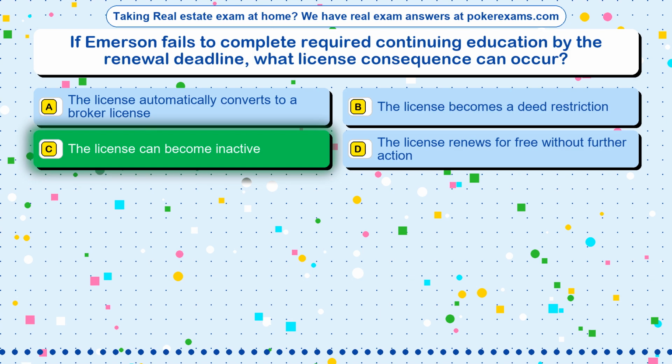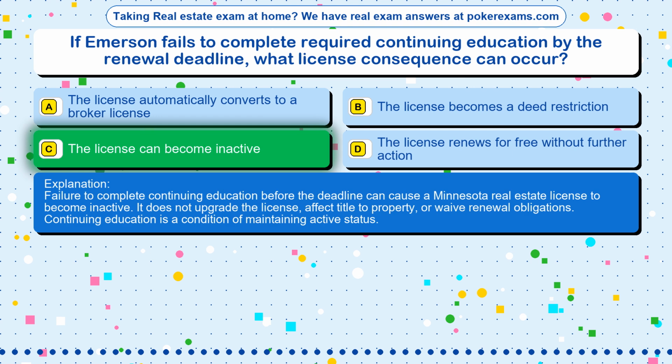The correct answer is option C. The license can become inactive. Failure to complete continuing education before the deadline can cause a Minnesota real estate license to become inactive. It does not upgrade the license, affect title to property, or waive renewal obligations. Continuing education is a condition of maintaining active status.